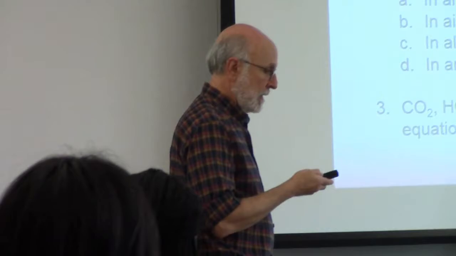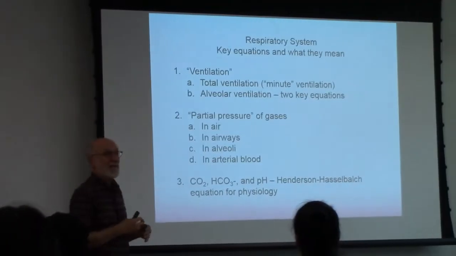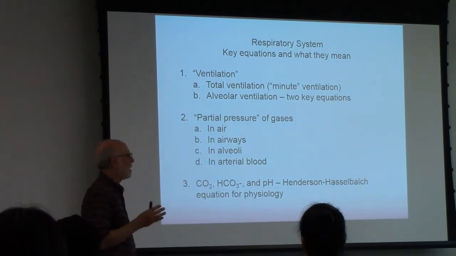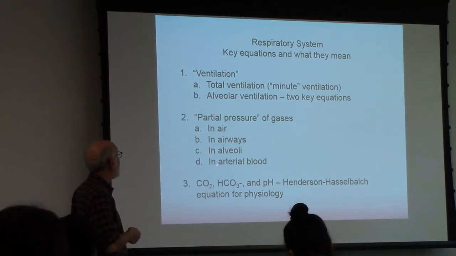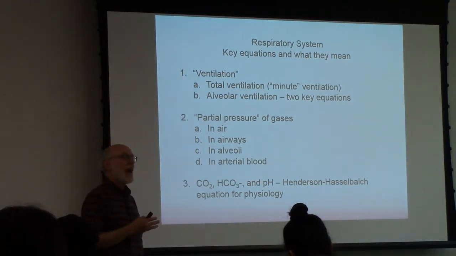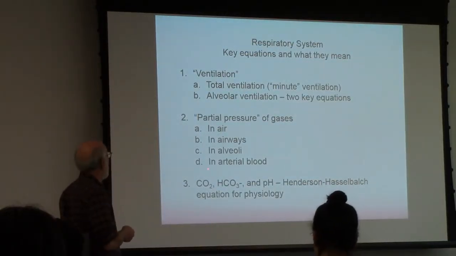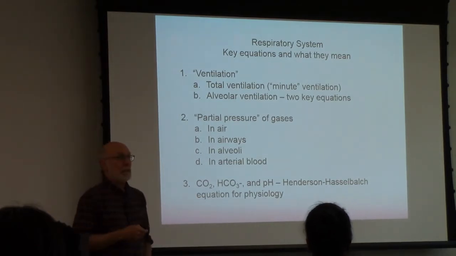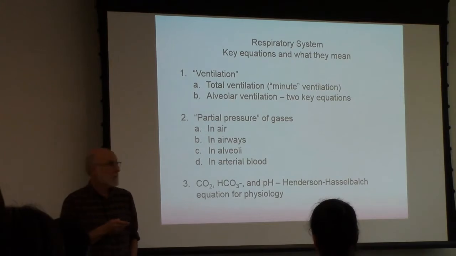So here's an overview of what we're going to be talking about. We'll be talking about ventilation, and I'll introduce that concept in a minute, along with some equations related to ventilation. Then we'll introduce the concept of partial pressure of gases, which is easy when you're talking about a gas, but is not so easy when you're talking about blood, but it's the same concept. And then we'll be talking about some acid-base physiology, building on the acid-base things that you learned about in chemistry, or maybe just recently in biochemistry.